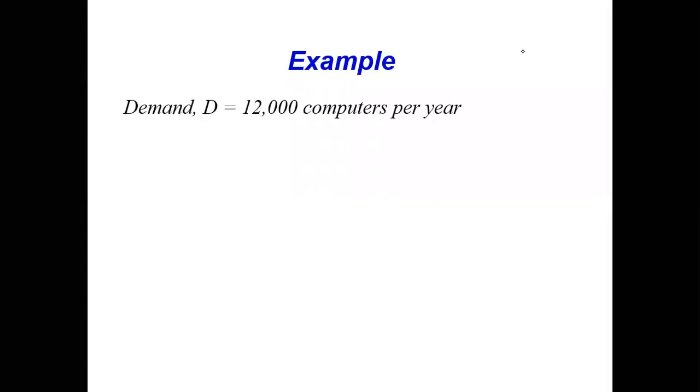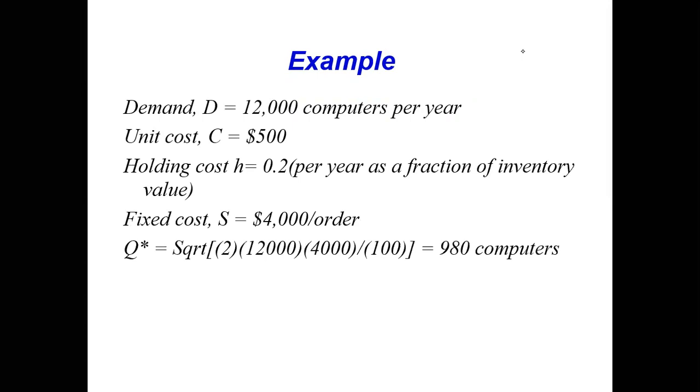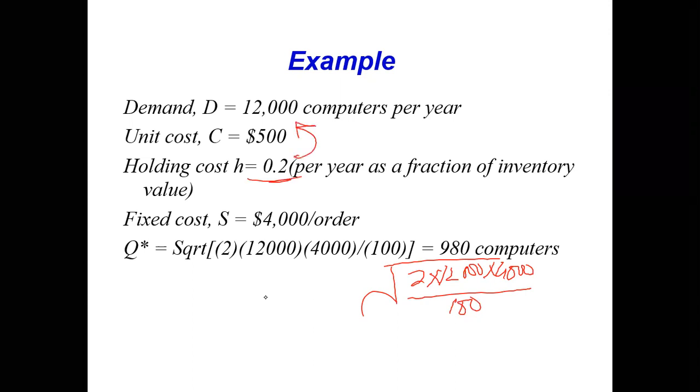So demand is 12,000 computers per year, and the unit cost C is 500. We have holding cost fraction 0.2, that is 20%. We have a fixed cost of 4,000 for each order. So we put it in the formula of Q*. Do not be confused by this SQRT; it simply shows the square root: 2 multiplied by 12,000, which is the demand, multiplied by 4,000, which is the order cost, divided by 100, which is 0.2 of 500, right? So 0.2 into 500 gives you a value of $100.